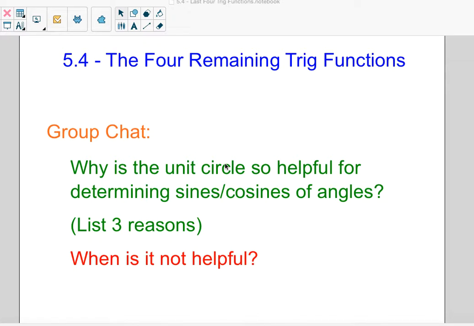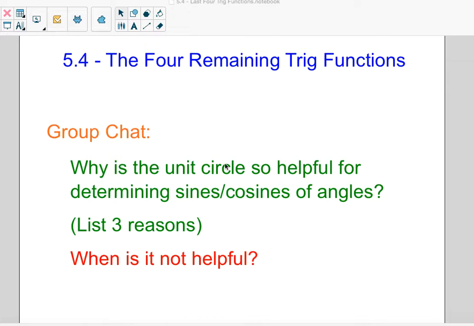Here we're doing 5.4. We'll deal with the last four trig functions outside of sine and cosine, but make sure you have a 5.4 classwork in front of you. These slides will go along with that. But you don't have to do a chat, but think about why the unit circle is so helpful for you. And if you want to jot down a couple things and pause the video, that's fine. Also think about why it could be more confusing or not helpful too.